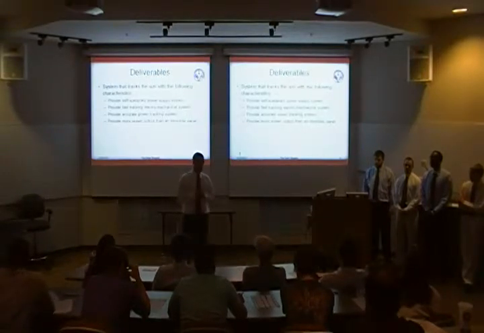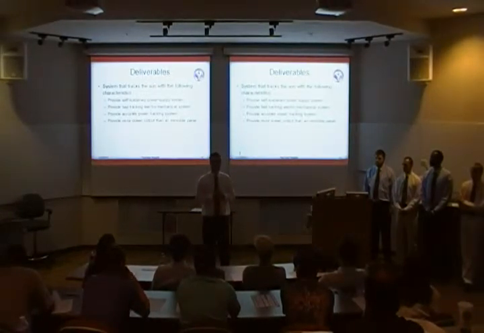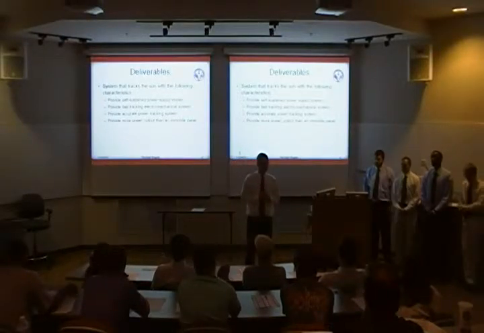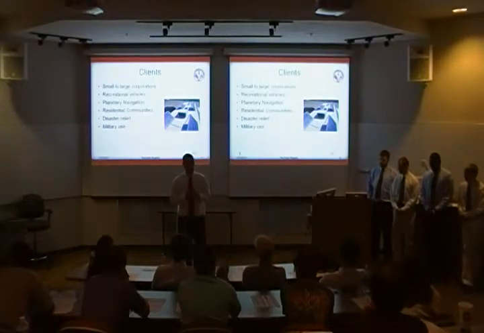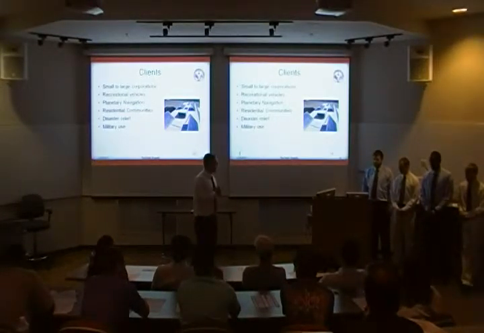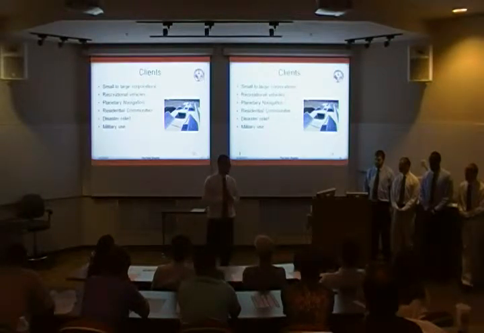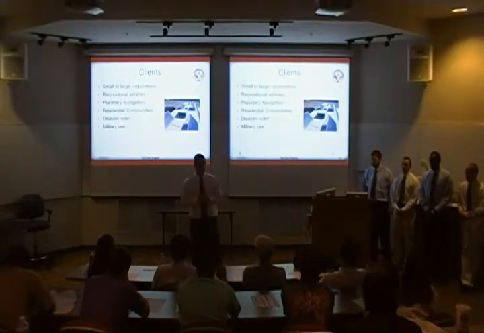The deliverables we want to have are a self-sustained power system, fast electromechanical power tracking, and accurate power tracking, and provide more output power than just an immobile panel. Some of the clients that can benefit from our project are small to large corporations, recreational vehicles, planetary navigation with robots, residential communities, disaster relief, and military use.